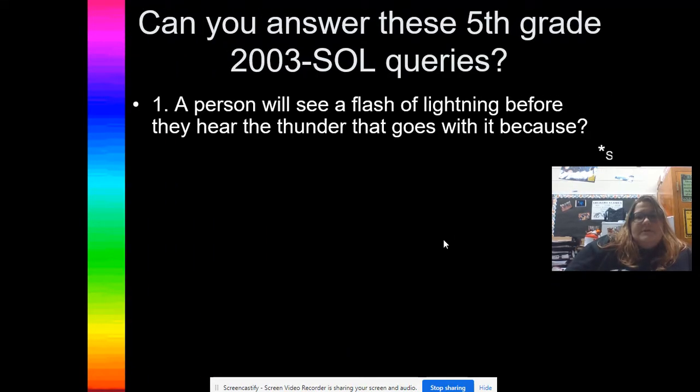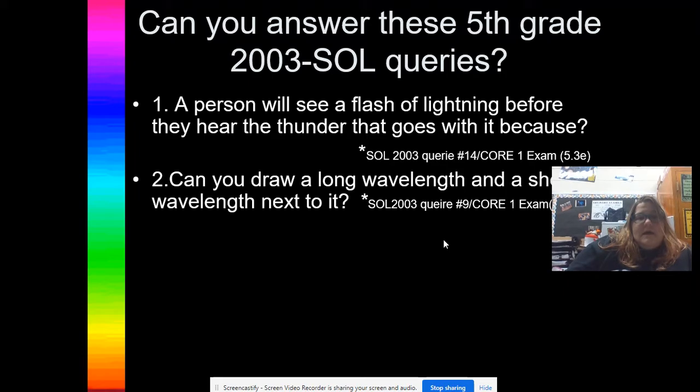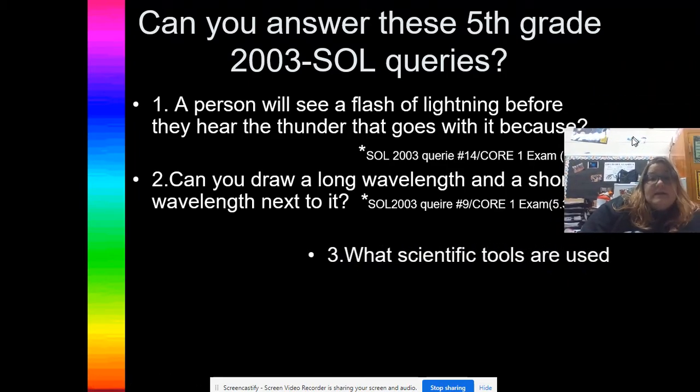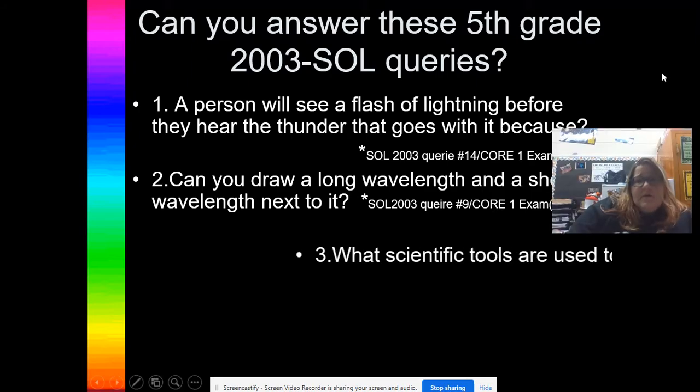Okay, some 5th grade questions. A person will see a flash of lightning before they hear thunder that goes with it because, you should already know that. Can you draw a long wavelength and a short wavelength next to it? You should be able to do that. Same page that you just did that quiz on.